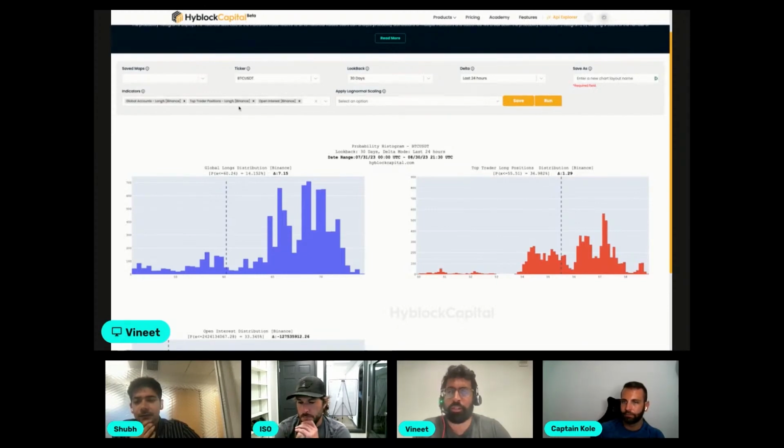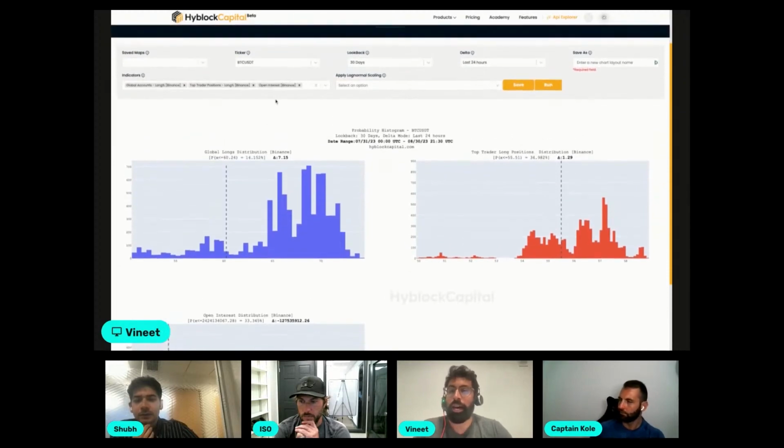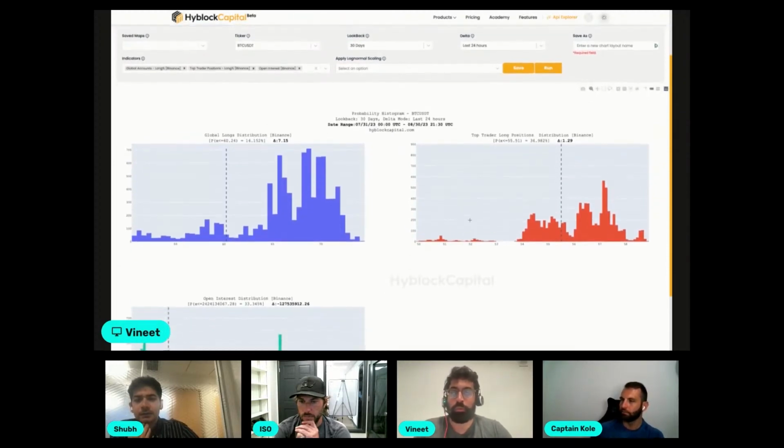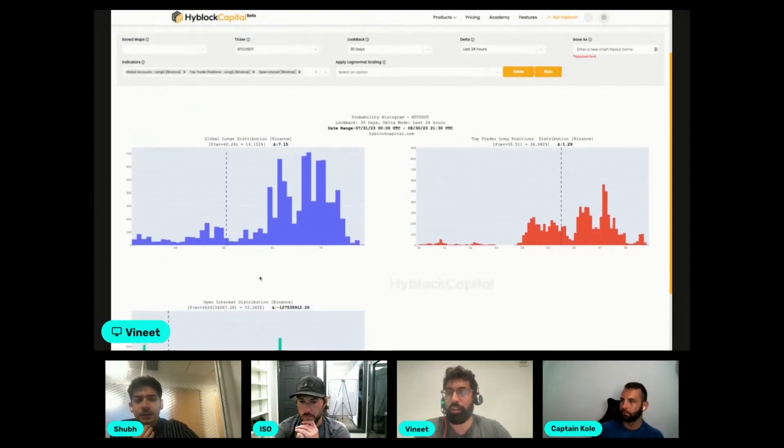I don't know if we discussed this during the coin screener, but this indicator looks at the long percentage of positions for top traders. Every exchange has its own definition of what they classify as a top trader. Binance has their own classification. So this takes that classification of top trader, looks at their positions and tells you what percentage of those positions is long. As well as open interest. We're creating the probability distributions, or histograms, across these three indicators. For the first one, we'll look at the global longs.